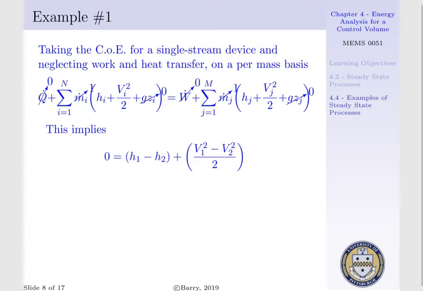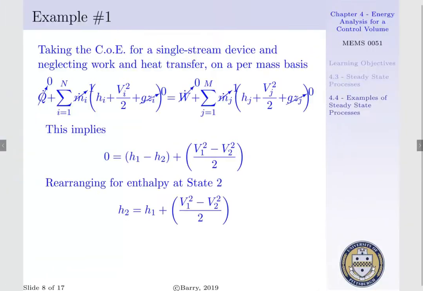If we rearrange this expression to solve for enthalpy at state 2, we have our enthalpy at state 2 is equal to our enthalpy at state 1 plus V1 squared minus V2 squared over 2. That is, our enthalpy at state 2 is going to be that at state 1 plus the change of our kinetic energy contribution.